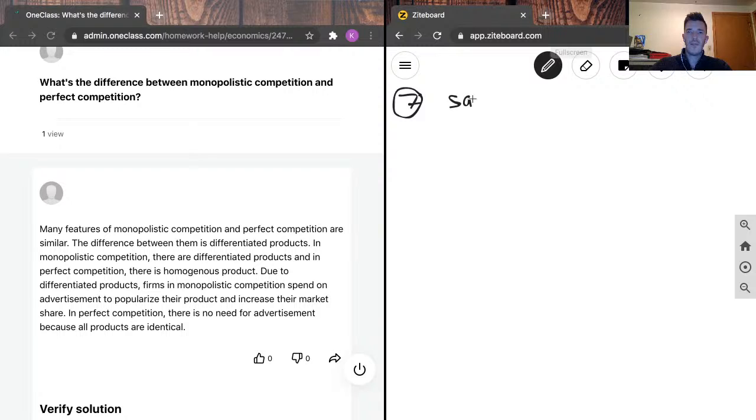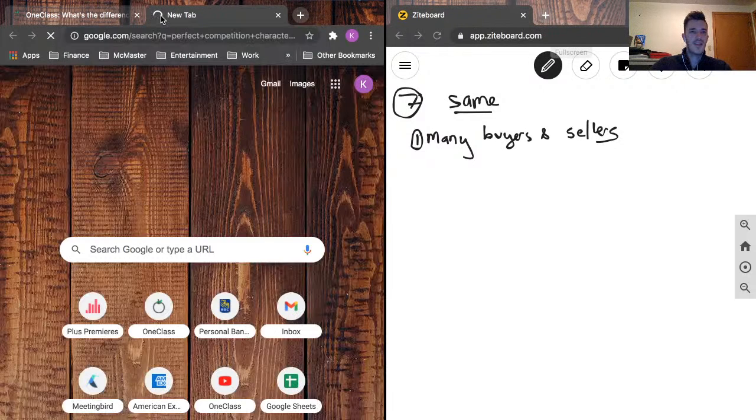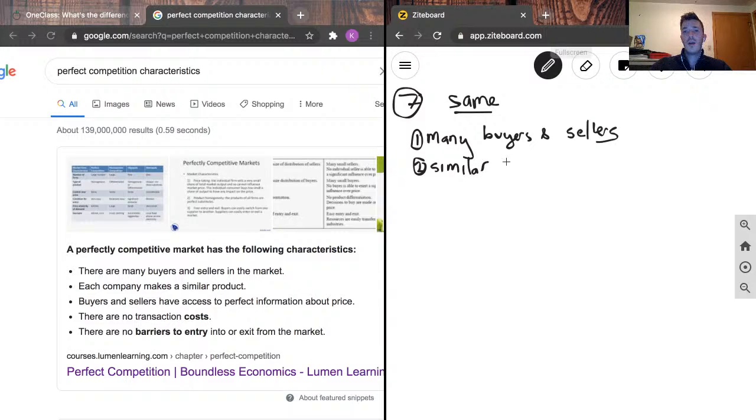So we can go through what they have the same. There are going to be many buyers and sellers. I did this the other day and I'm just completely blanking on characteristics. I must have written them out like 20 times at this point. Similar products is another one. So in the case of perfect competition, the products are going to be identical, whereas in the case of monopolistic competition, products are going to be differentiated.